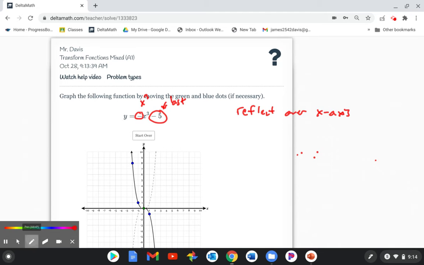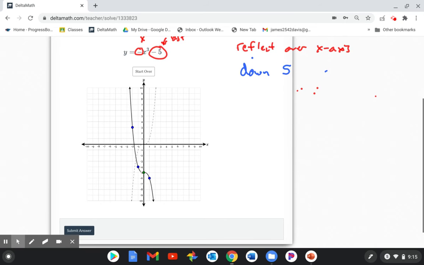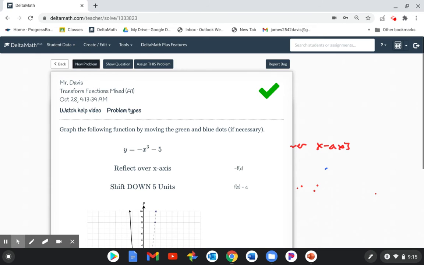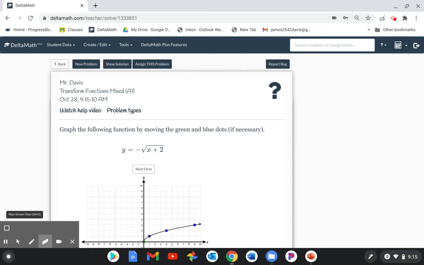Our next transformation that we need to apply is this -5. Since it's on the outside, that's going to tell us up or down, and that's going to tell us to move down 5. So then we want to grab the green one and shift this whole function down 5. It was at (0, 0), so we're going to move it down to (0, -5). And there we go. All right, let's go ahead and do one more like this, and then we'll try to do another stretch or compress as well.